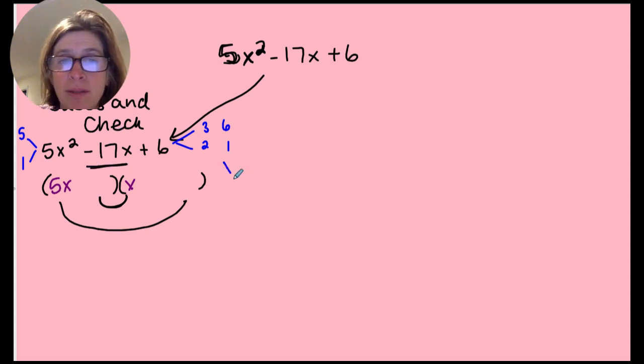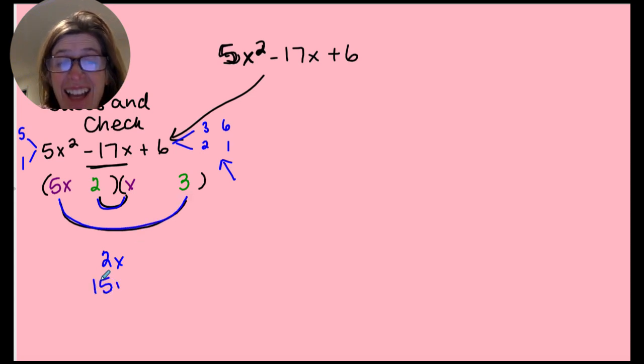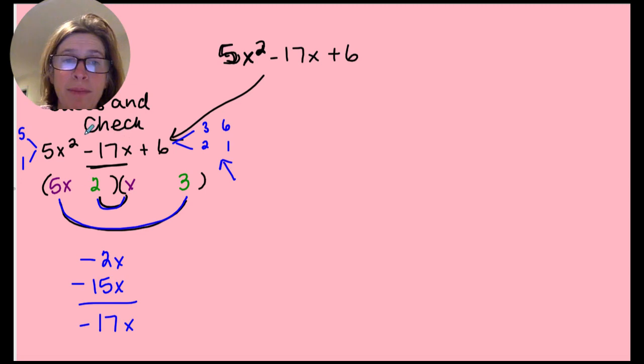All right, so here's what I mean. I pick one set of these factors. I usually pick the one that I'm most commonly used to seeing, which I'm going to say is 3 and 2. So I'm going to put a 2 here and a 3 here. And then I'm going to multiply the inner and the outer terms. So 2 times x is 2x. 3 times 5 is 15x. I got lucky here because if I add these together and they're both negative, then I would get a negative 17x, which is my middle term. So I have factored it.